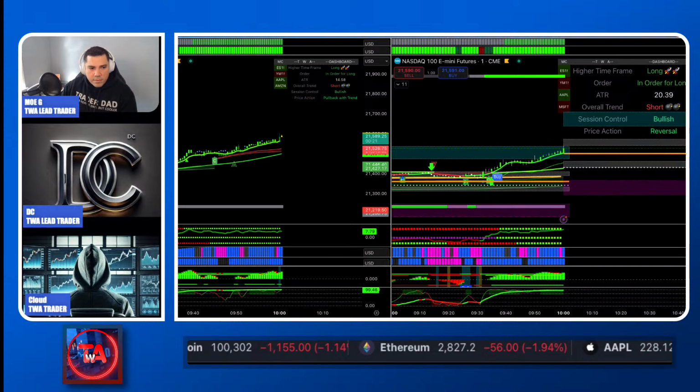Flex Master Cloud. This is to make up for the trade I called out yesterday and didn't take, where everybody made 200, 300 points on my trade that I didn't take because I locked myself out like an idiot.